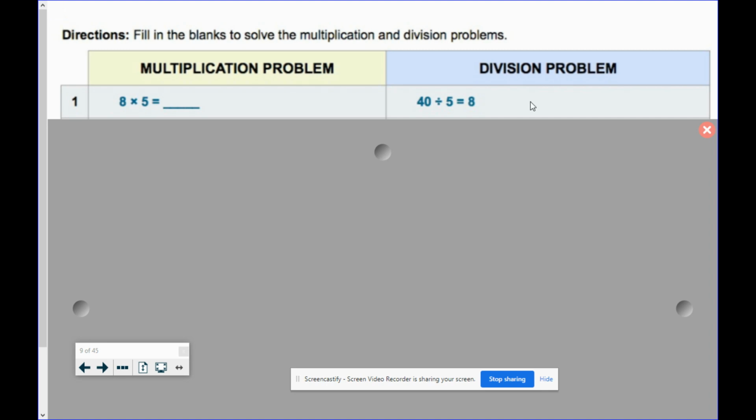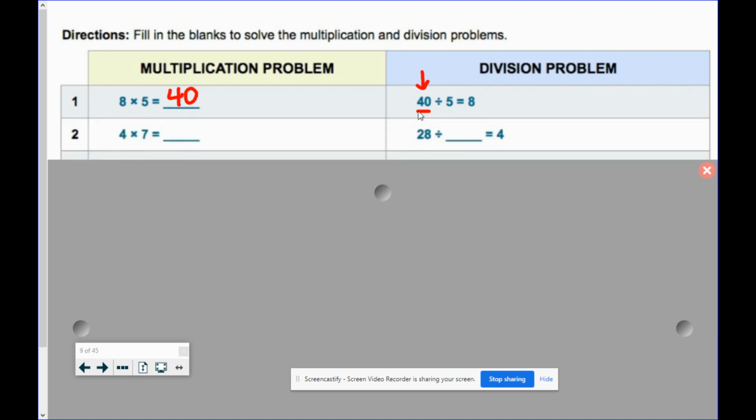8 times 5 is some number. Well, if we come over here and look at this division problem, it's completely filled out. 40 divided by 5 equals 8. And a couple of slides ago, we said the total for the division problem is going to come first, and that will be what we put in last on the multiplication problem. So 8 times 5 is 40 because 40 divided by 5 equals 8.